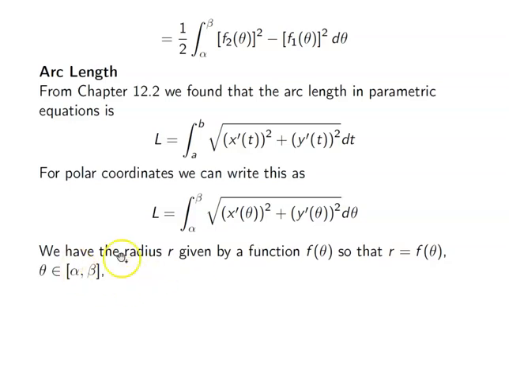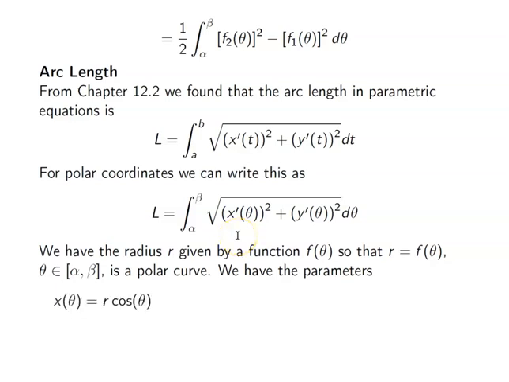So here my function is r equals f of theta, again going from alpha to beta. Let's write it as a polar curve instead of as the parameterizations. I know x of theta is r cosine theta, so I can rewrite it as f of theta cosine theta, and y of theta is r sine theta, or f of theta sine theta. So I'm going to go ahead and plug everything in.